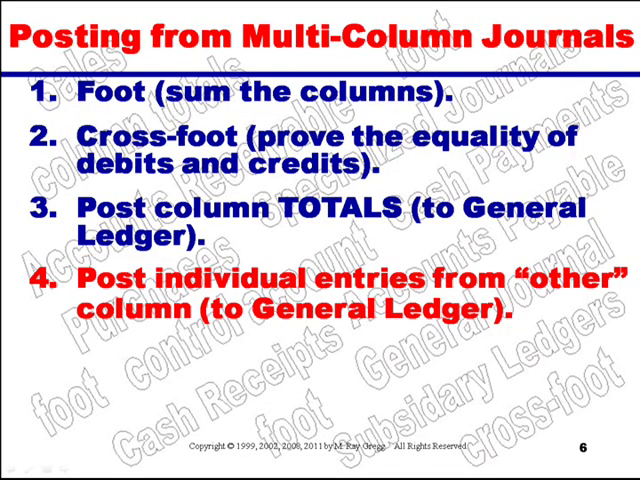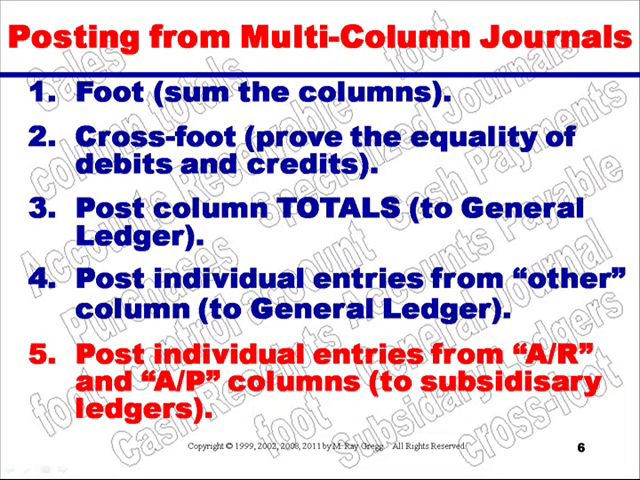When you journalized in the other column, you wrote in the exact account title that you had in mind. But now this other column is all these things that are different. There is not one specific account in the general ledger to which they can be posted. We need to post them individually. Individual items from the other column are posted to the general ledger. The second exception is columns named what subsidiary ledgers are named. If the name of the column is accounts receivable or accounts payable, then that individual item needs to be posted to the appropriate account named in that ledger.